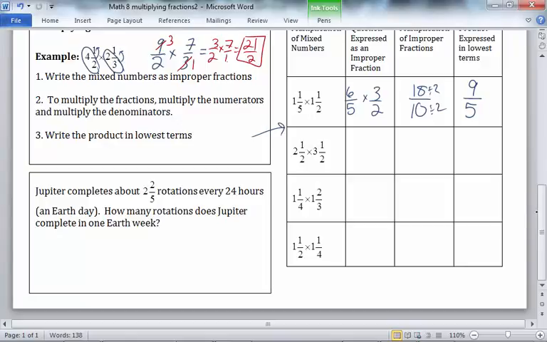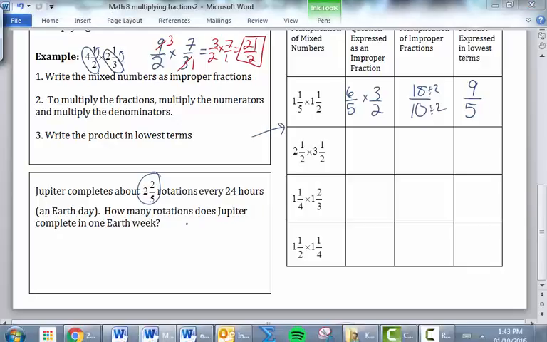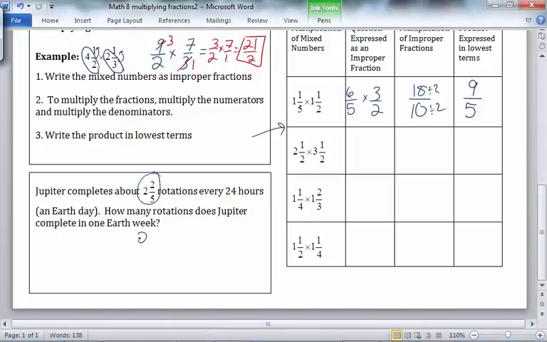All right, welcome back. So this question says, Jupiter completes a rotation every 24 hours. That's one Earth day. How many rotations does Jupiter complete over one Earth week? Okay, so if it does 2 and 2/5 rotations every day, and I know that there are 7 days in a week, you take that 2 and 2/5 and multiply it by 7 days. 24 hours is the same as one day.